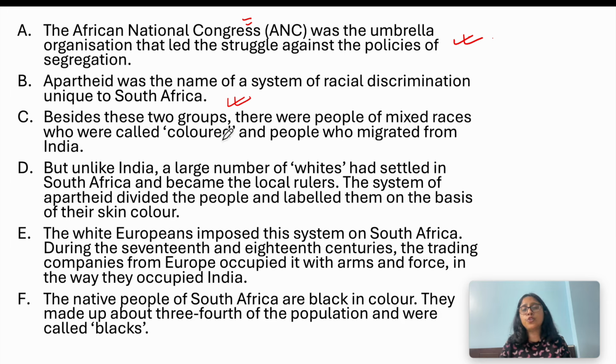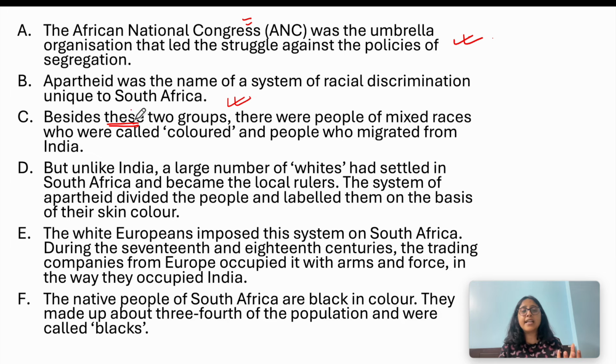Besides these two groups, there were people of mixed races who were called colored and people who migrated from India. So there were two groups, and besides these two groups, that is apart from these two groups, there were other people also who belonged to mixed races and they were called colored. And also people from India were called colored. Okay. Now, besides these two groups, so the question comes, which two groups?